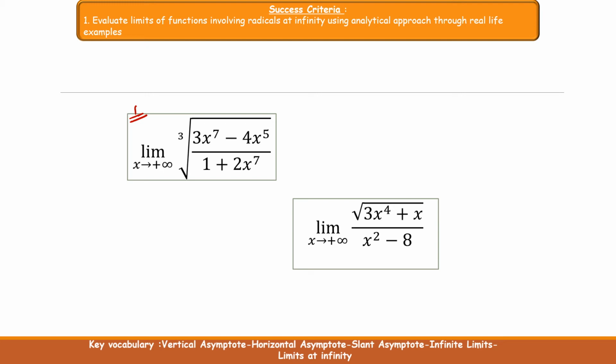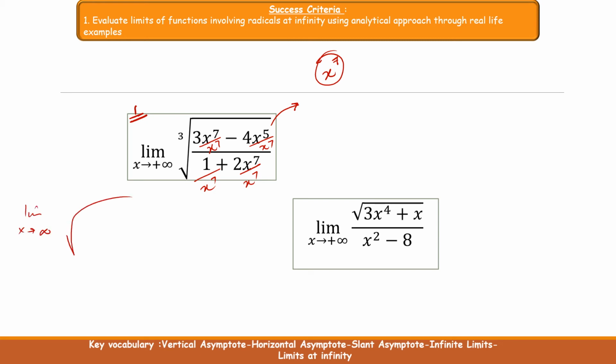So what is the variable with the highest power in the denominator? It's x to the power of 7, and we will consider only x to the power of 7. Why? Because the whole question is covered with the cubic root. So we will divide our numerator by x power 7 and the denominator also by x power 7. So let's try to solve this question.